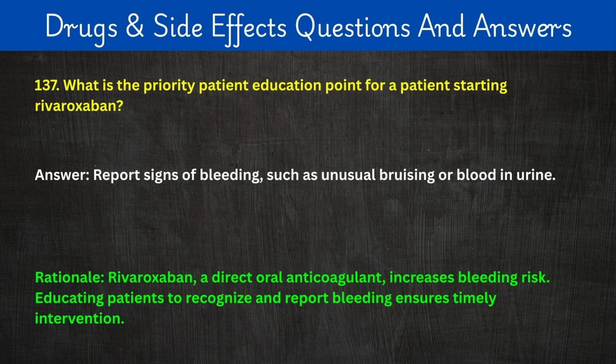137. What is the priority patient education point for a patient starting rivaroxaban? Answer: Report signs of bleeding, such as unusual bruising or blood in urine. Rationale: Rivaroxaban, a direct oral anticoagulant, increases bleeding risk. Educating patients to recognize and report bleeding ensures timely intervention.